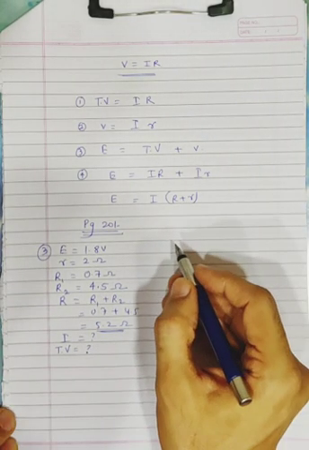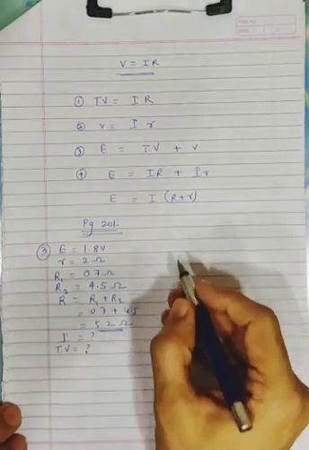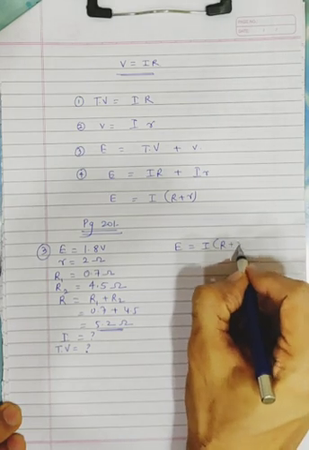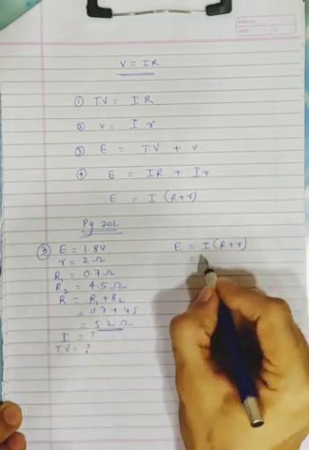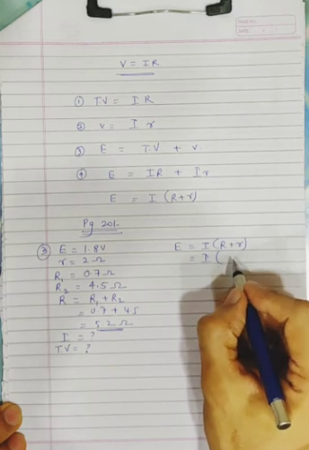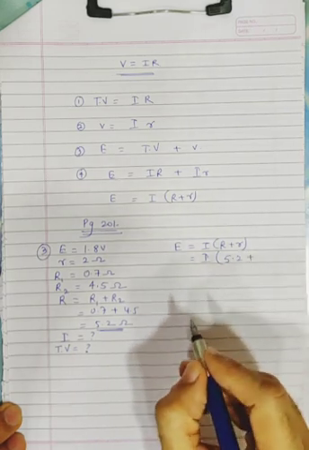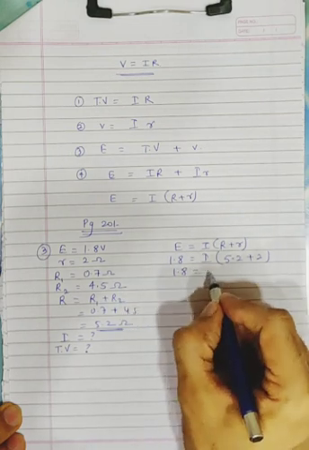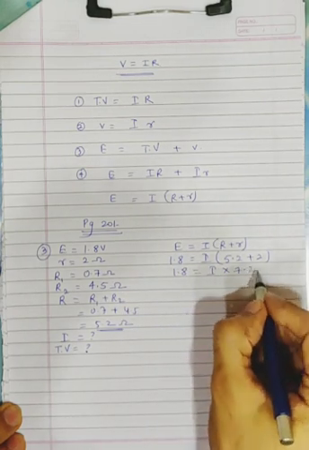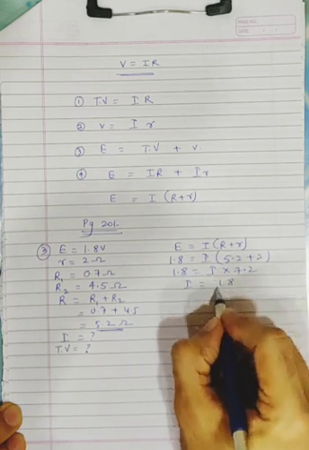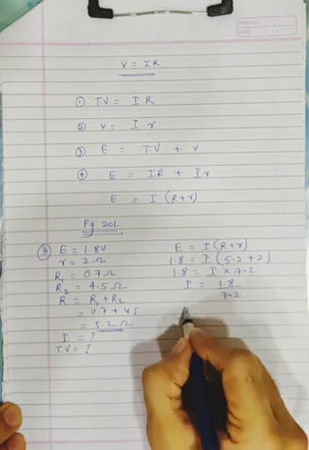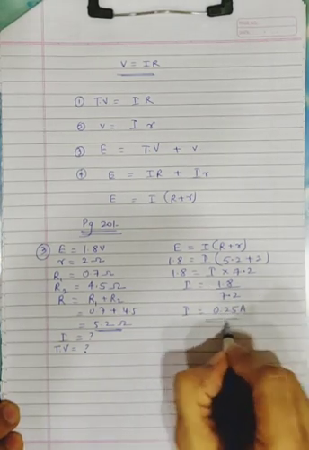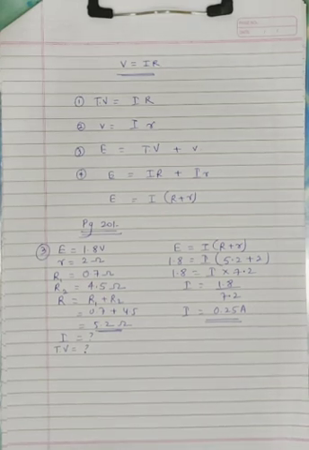Guys, first remember, whenever EMF is given, we'll be using the EMF formula. What is the EMF formula? E is equal to I into big R plus small r. What is big I? We don't know. What is big R? 5.2. What is small r? 2. EMF 1.8. So 1.8 is equal to I into 7.2. I is equal to 1.8 upon 7.2. I is equal to 0.25 ampere. So that's the current we got.